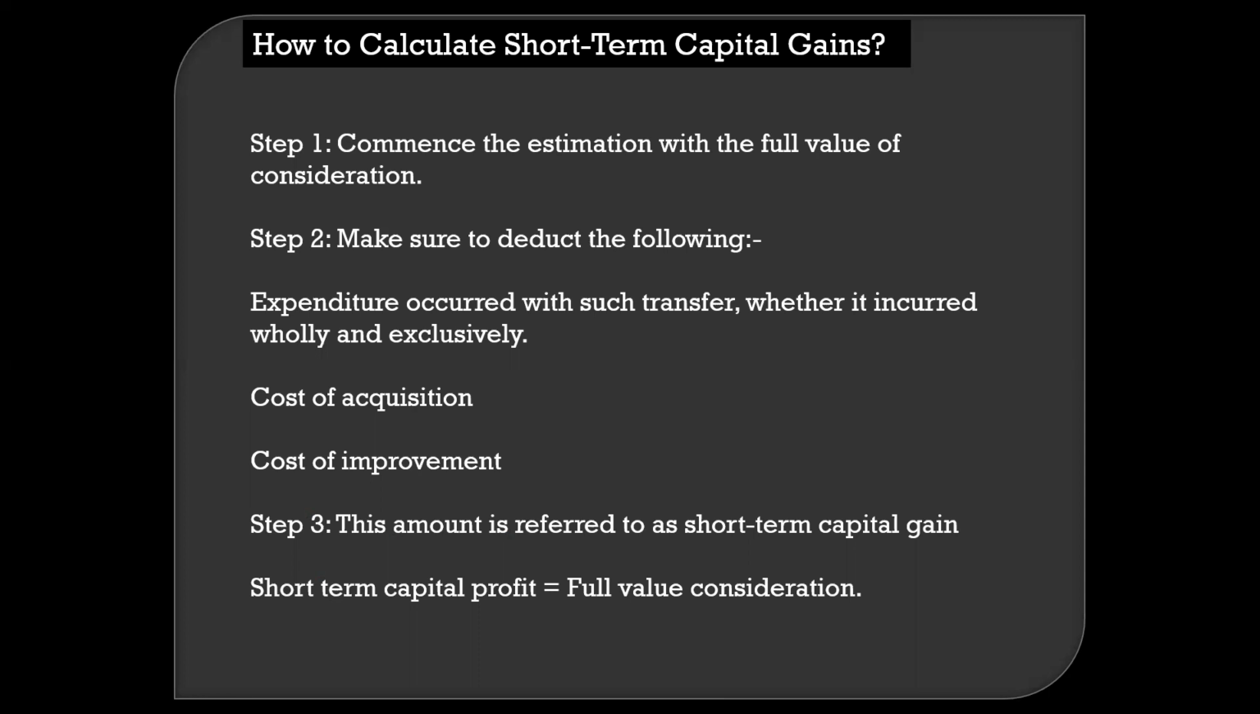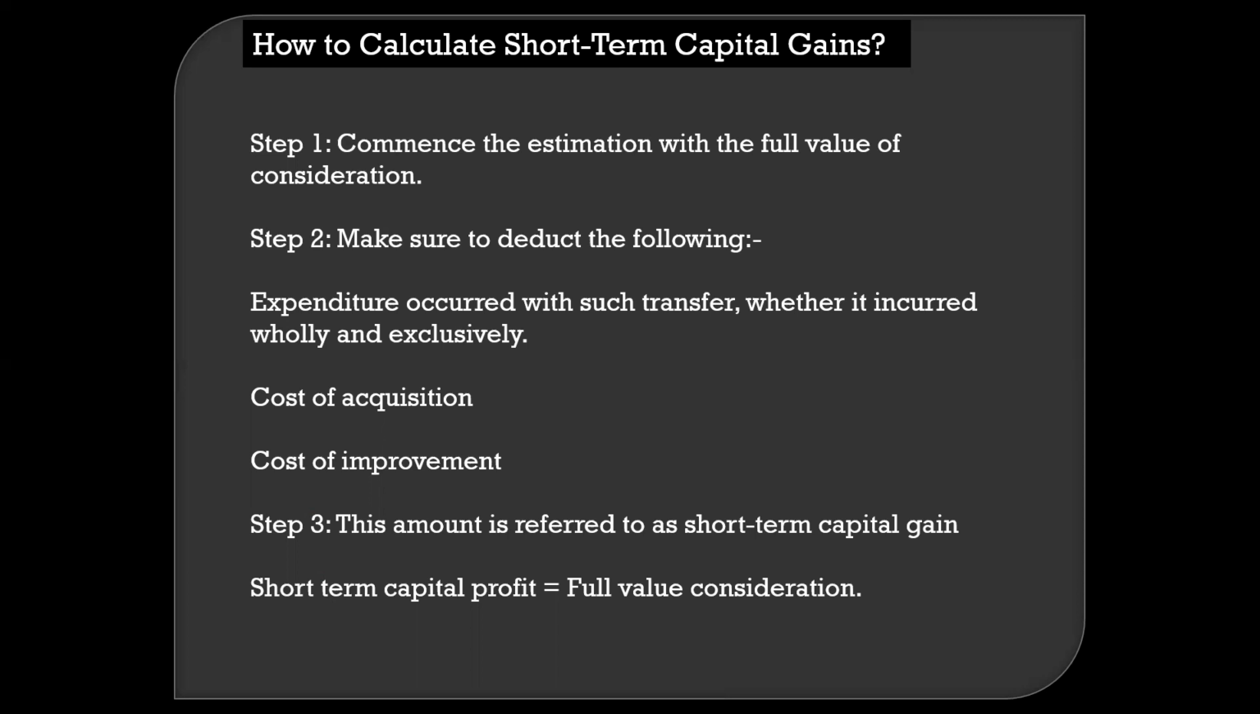So, step 1. Start with the full value consideration. Step 2. Deduct the following, that is, expenditure incurred wholly and exclusively in connection with such transfer. Second, cost of acquisition. And third, cost of improvement. Finally, step 3. This amount is a short-term capital gain.